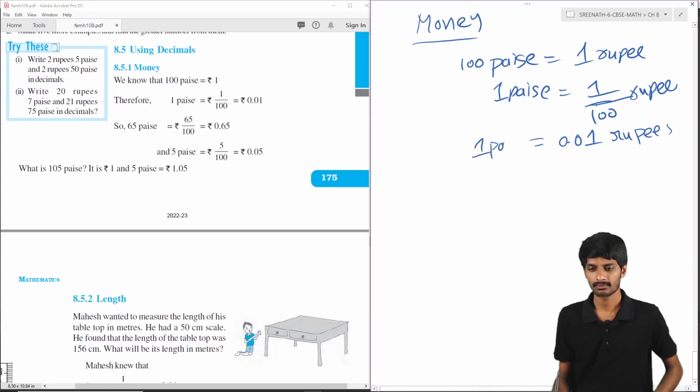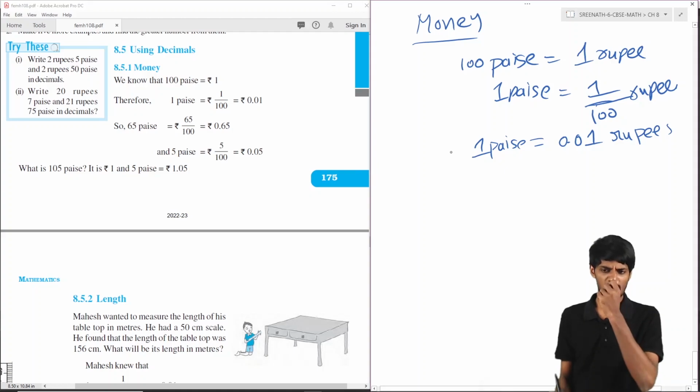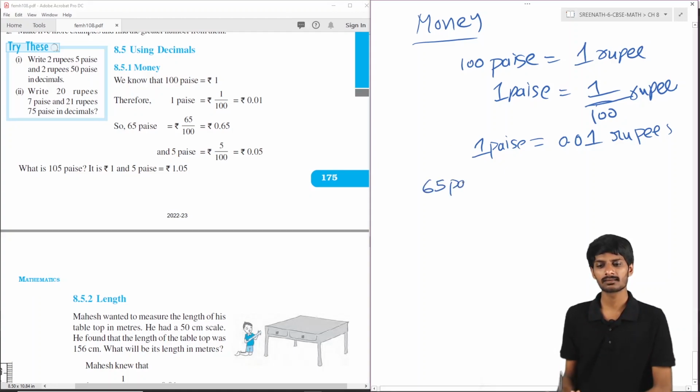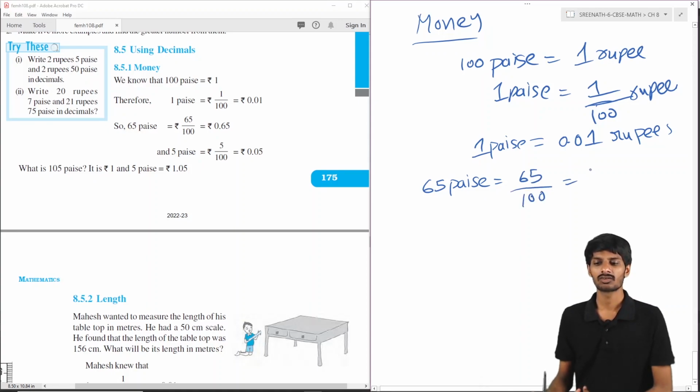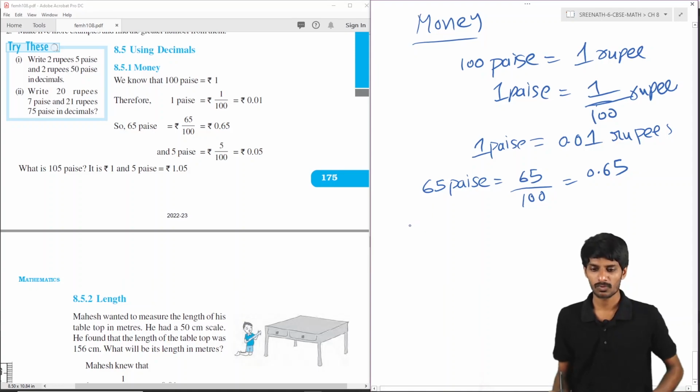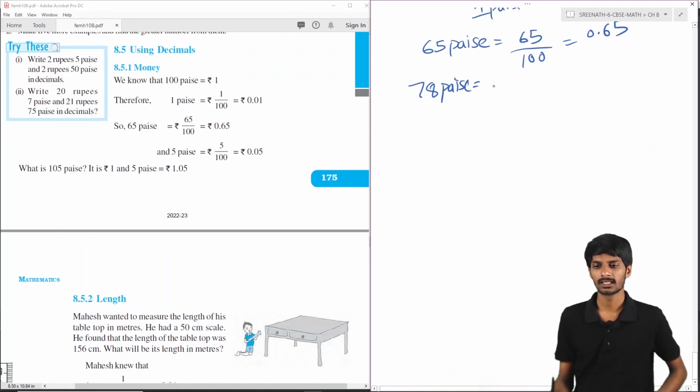1 paisa, like that, students. So if you are having 65 paise, that is 65 divided by 100, which is equal to 0.65. Suppose you are having 78 paise, how we represent it is 78 divided by 100 rupees. All these are rupees, that is 0.78 rupees.